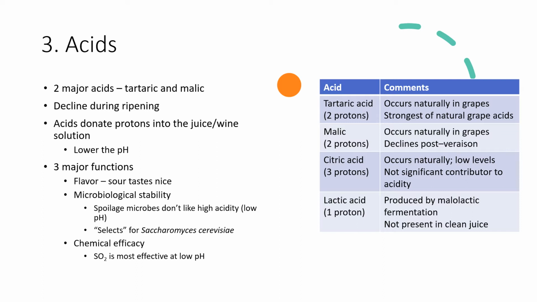We also have malic, and this is going to be declining post-veraison, and it's common to see a value higher in tartaric than malic when we take a look at our juices. There's also citric and lactic acid that can be present. Citric occurs naturally in grapes, however, at very, very low levels, so it's not a significant contributor to acidity at all. And in general, if you have a wine with significant citric acid present, it's because it was added intentionally or might be a residue from cleaning solutions or sanitizing solutions, excuse me.